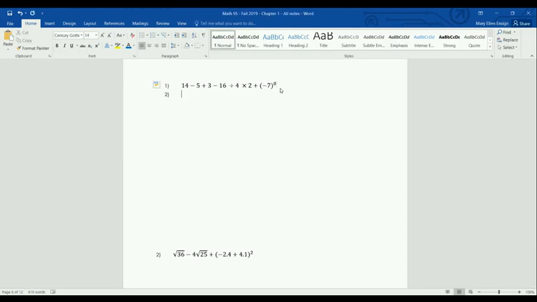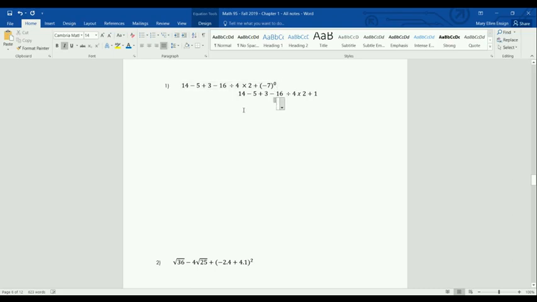I'm also going to tell you that you want to rewrite the entire problem every time. So, for example, after your first step, you're going to have 14 minus 5 plus 3 minus 16 divided by 4 times 2 plus 1, okay? That's going to be my next step. Everything stayed the same except for this guy.